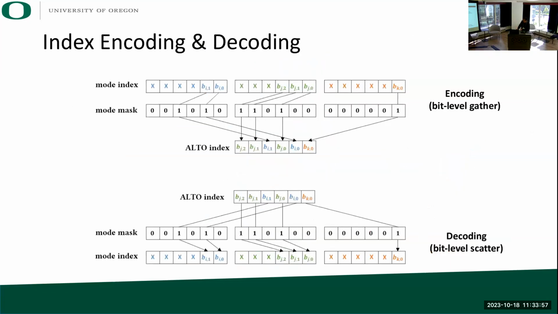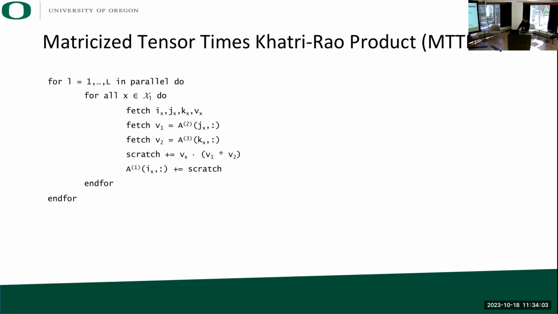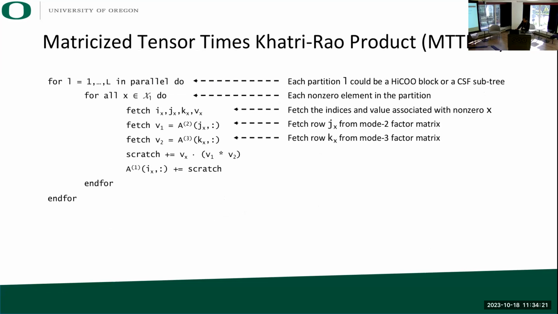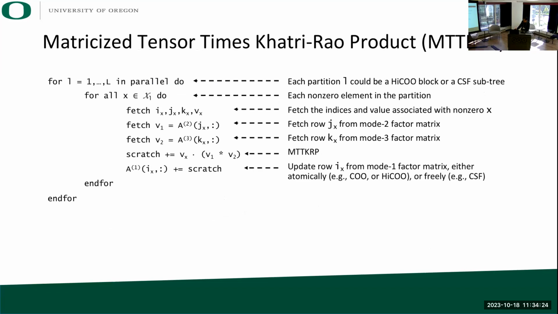Encoding and decoding the bits is fairly simple. You have bit level gather and scatter, and that's actually cheap to do on CPUs. And so if you look at, let's say, the MTTKRP algorithm, at the high level, you divide the workload into partitions. For HiCOO and CSF, these are HiCOO blocks or CSF subtrees. And then you iterate over the non-zero elements in each partition. You fetch the indices and the non-zero value. You load the appropriate rows from the factor matrices, do the MTTKRP computation, and then you update the row i_x if this is a mode 1 MTTKRP. For COO and HiCOO, you have to update atomically because there's no guarantee that you're not working on the same row as somebody else, whereas you can update freely without synchronization with CSF.